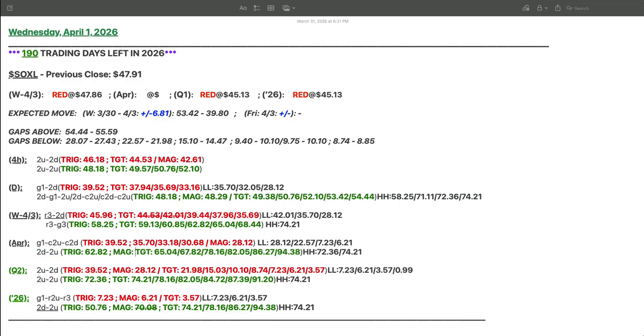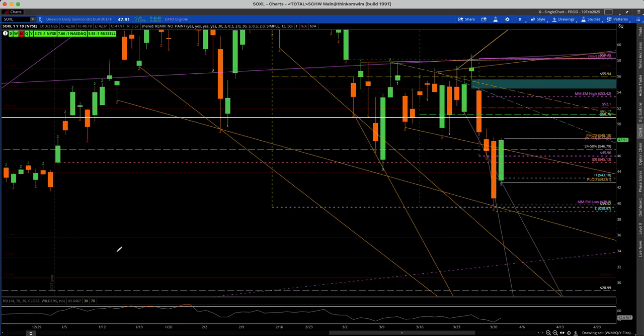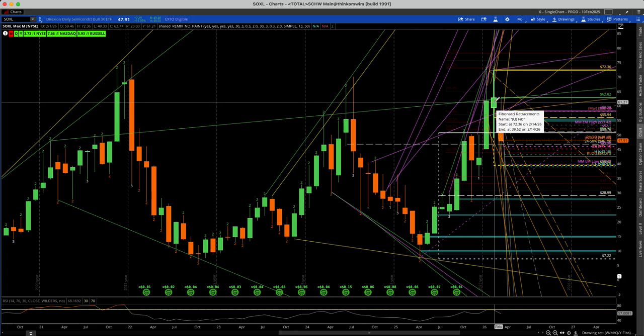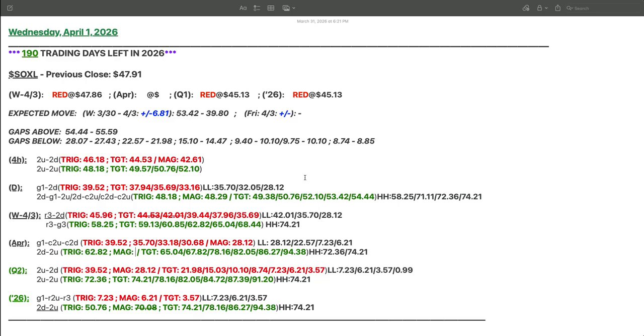Let's go chart it real quick with each other. So if we go to the month, 2 down, 2 up. Last February high was 72.36. 72.36 is the magnitude, and actually I'm going to take that out of there and we'll put it here. There we go. So on the month, if we go 2 down, 2 up, that triggers at 62.82. We've got some targets on the way up to the magnitude of 72.36, and if we reach 72.36, then we've got some extended targets for you as well.